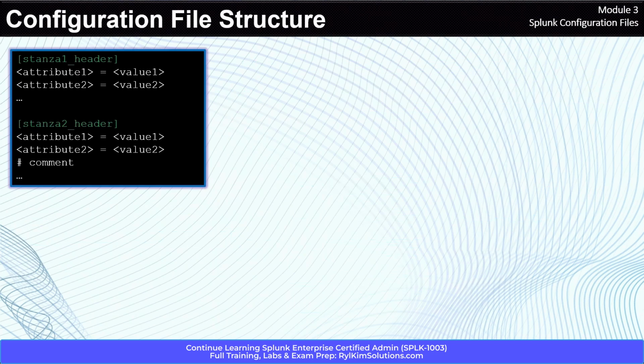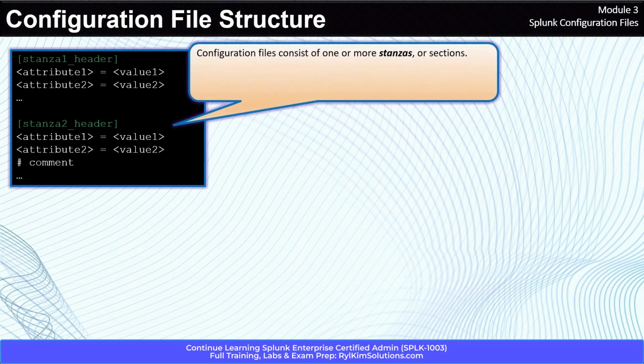So now that we've seen the location of our configuration files, let's look at the format or structure of a configuration file. A configuration file is made up of stanzas, or different sections. These represent different aspects of your configuration. When you go into a stanza, you're going to see that it always starts with a stanza header. So this one, for example, has a stanza 1 header, and then this one here is stanza 2, with a stanza 2 header.